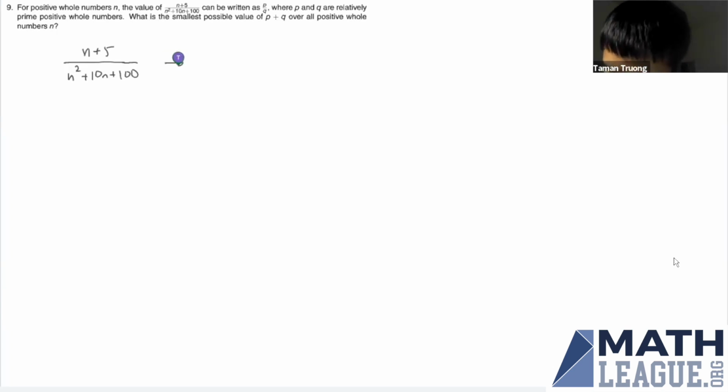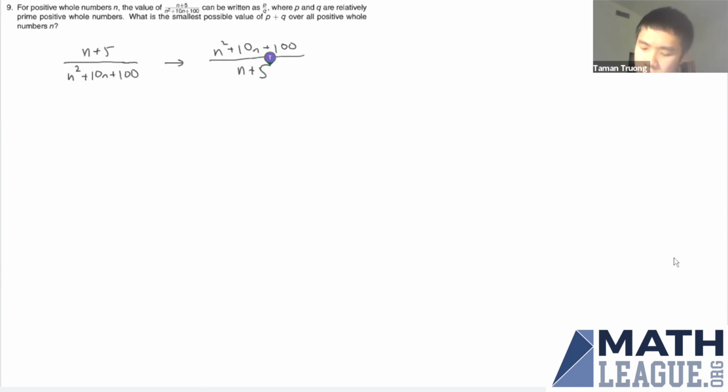So we're going to turn this into (n squared + 10n + 100) over (n + 5), and then we can probably see some simplification. The reason why this works is because the smallest value of p plus q, when we simplify it, when you take the reciprocal of it, it's still going to be in the simplified form. So we can get away with doing something like this.